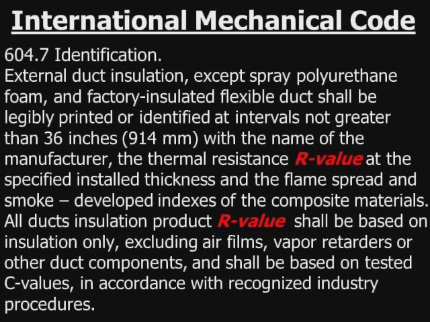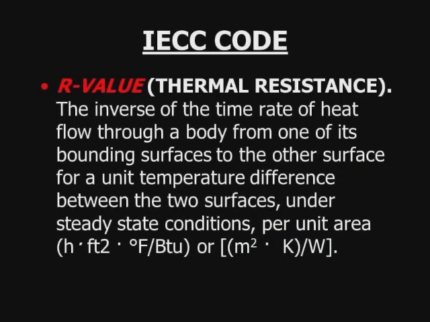Moving on to the International Mechanical Code in 604.7, when you identify insulation, it talks about the thermal resistance R value, and the duct insulation product R value shall be based on insulation only. This is a repetitive theme, and all of the codes that you're seeing talk about R value and R value only. Again, it's a dead horse I'm beating, but it's important to understand R value is an absolute. It has units of measurement.